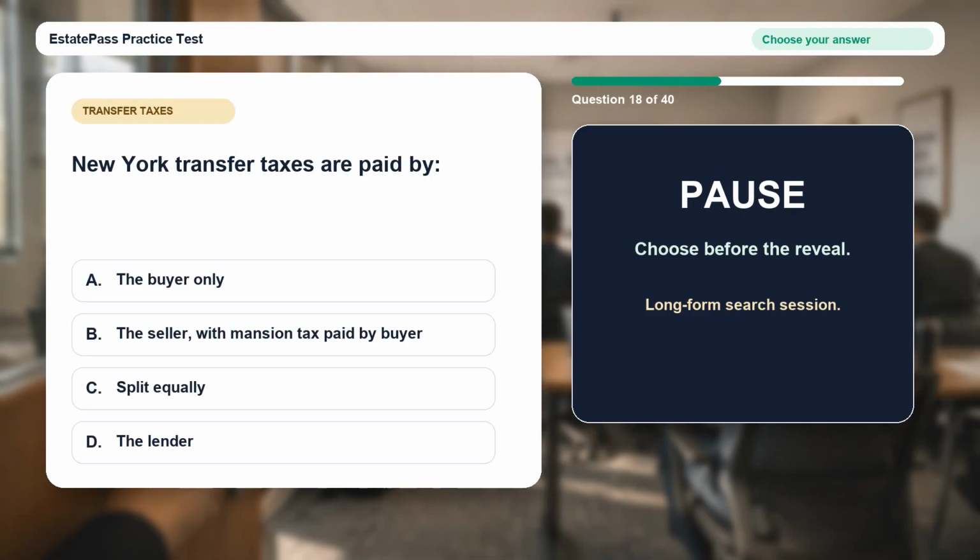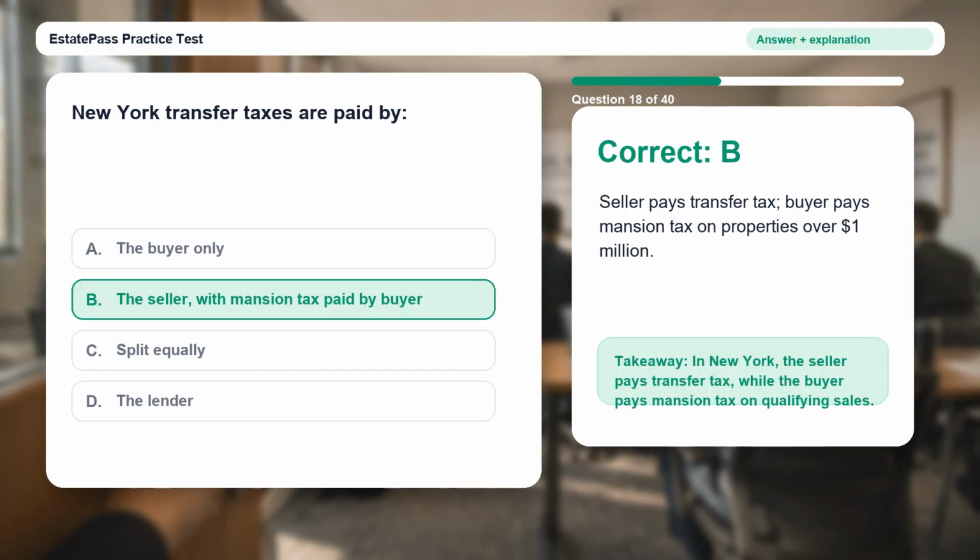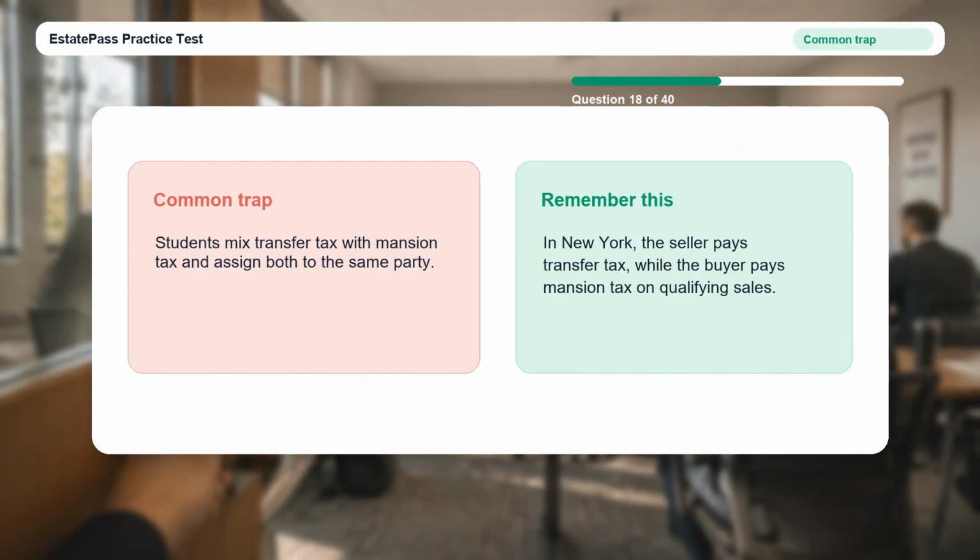Question 18. New York transfer taxes are paid by. Your choices are A. The buyer only, B. The seller, with mansion tax paid by buyer. The correct answer is B. The seller, with mansion tax paid by buyer. Explanation. Seller pays transfer tax, buyer pays mansion tax on properties over $1 million. Common trap. Students mix transfer tax with mansion tax and assign both to the same party.